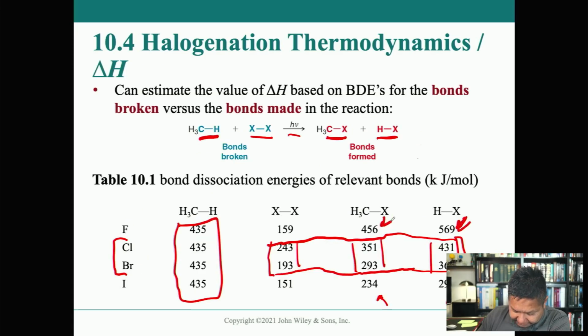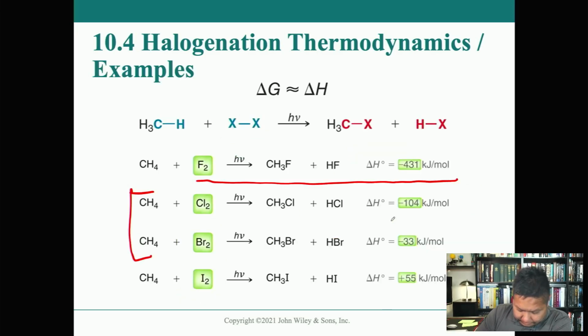569 and 456 for those bond formations, right? Ends up having a delta H of negative 431. Holy mother, that's a lot of energy being produced during that reaction, right? That's incredibly violent. That's a violent reaction right there, okay?